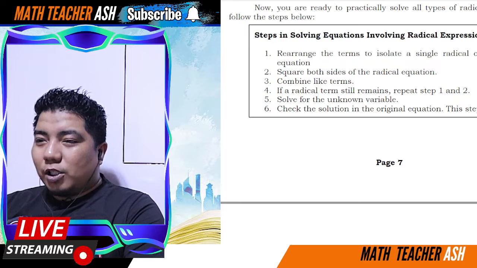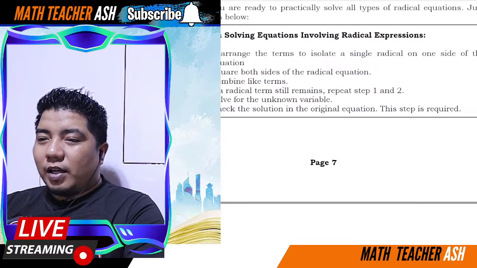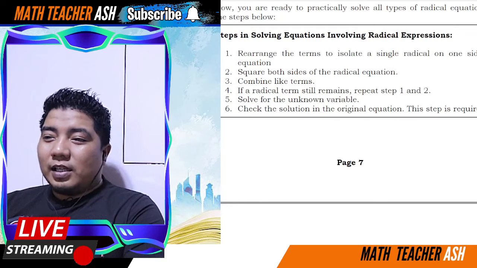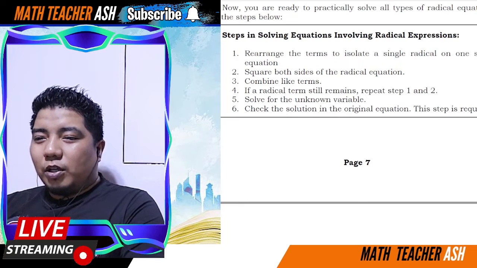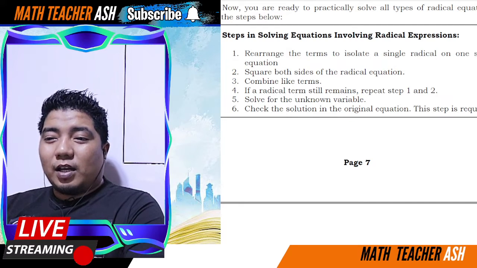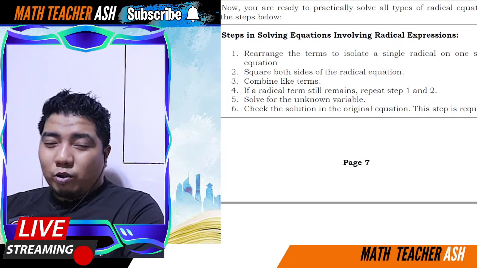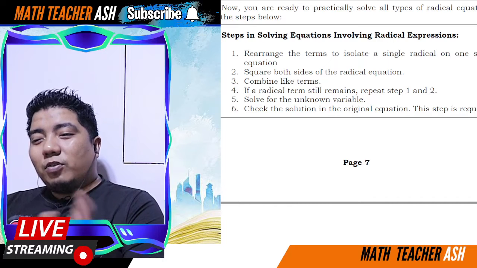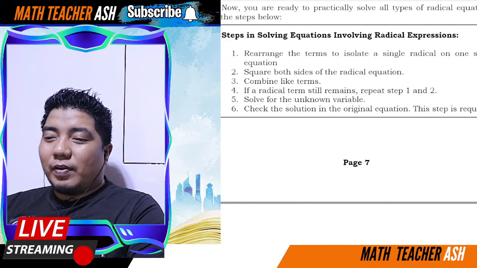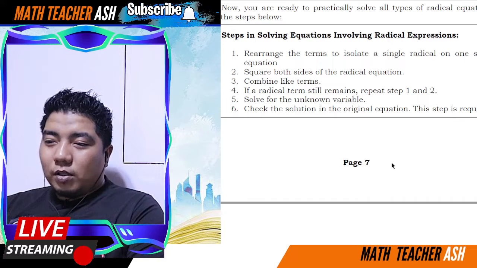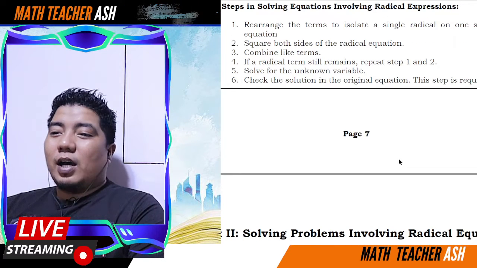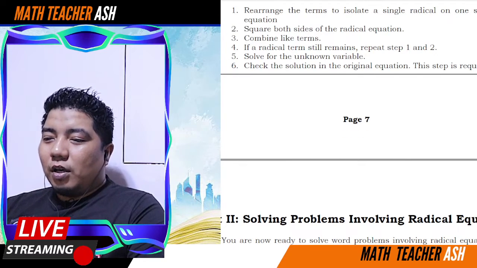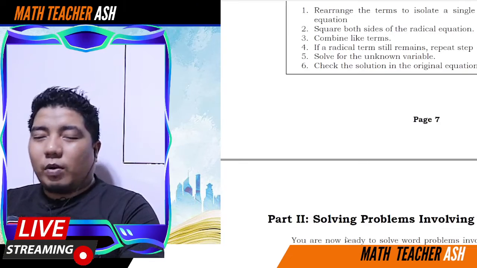So here are the steps in solving equations involving radical expressions. Okay? So rearrange mo talaga such that i-isolate mo yung single radical sa isang side ng equation. Pangalawa is to square both sides of the radical equations. That is if square root. Kung cube root naman, cube both sides. Kung 4th root naman, 4th power naman yung left at saka right. Okay, combine like terms, then if a radical term still remains, repeat step 1 and step 2, then solve for the unknown value, and then always remember, check the solution in the original equation. This step is required to check.